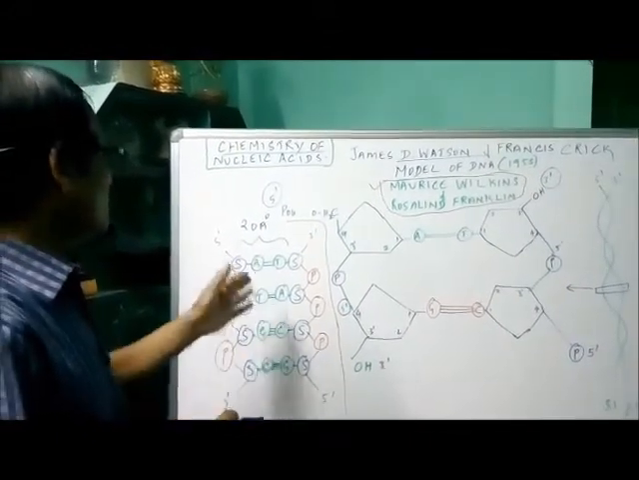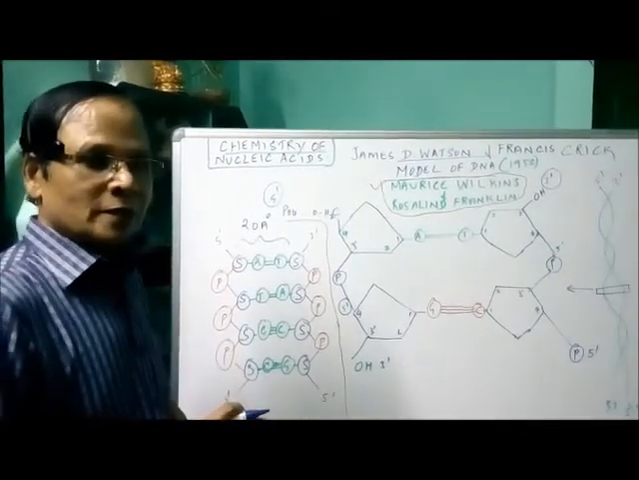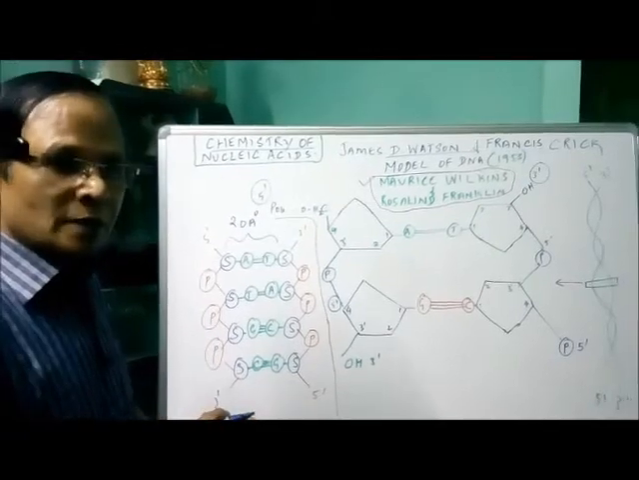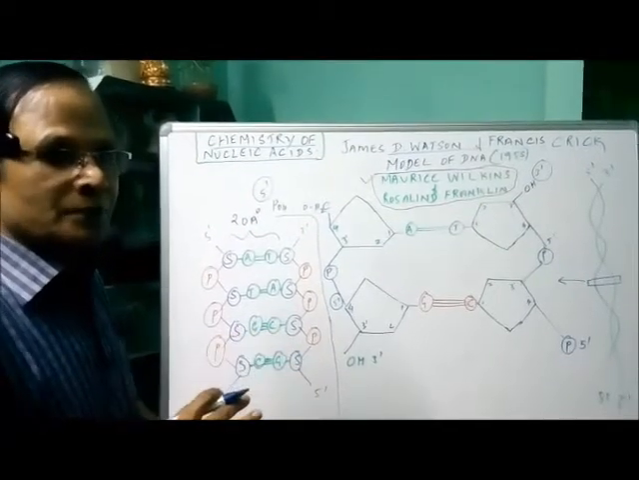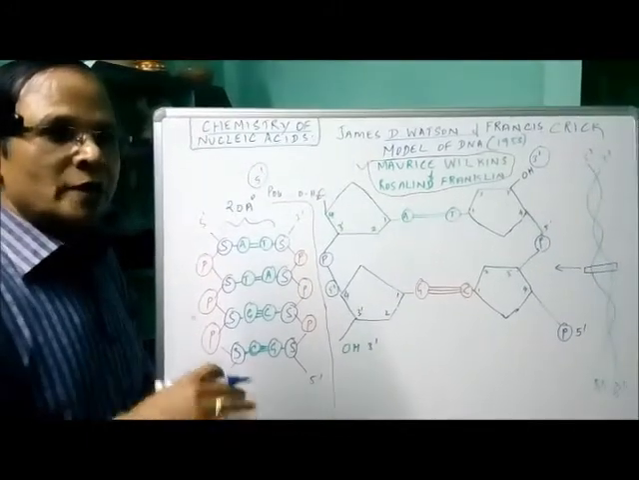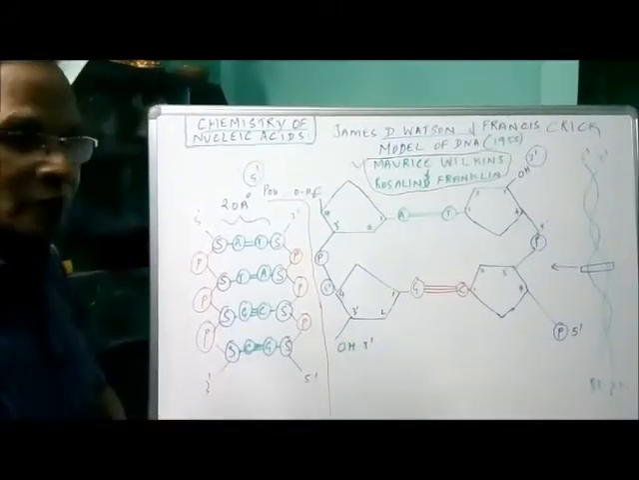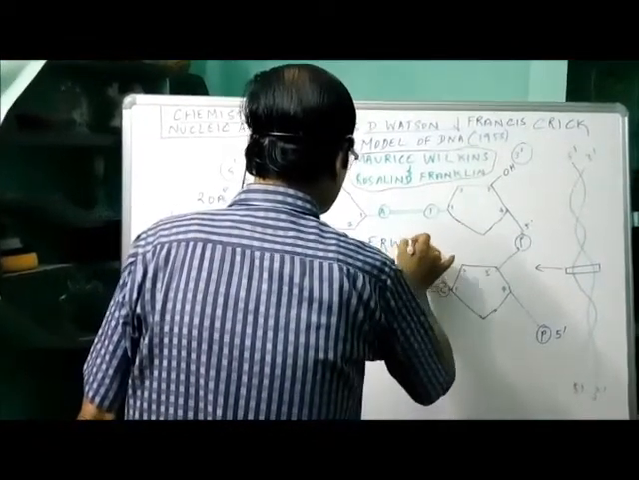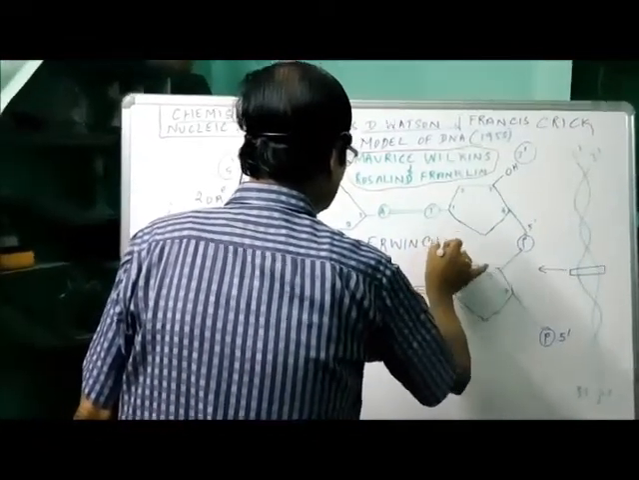Now, one of the important aspects of the DNA model proposed by Watson and Crick is the base pairing. It is one of the important aspects of the model, based on the observations of a person by the name Erwin Chargaff.